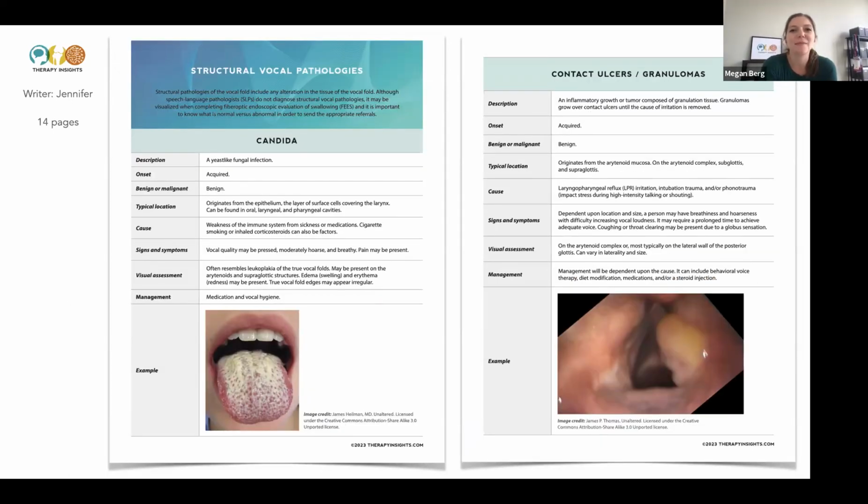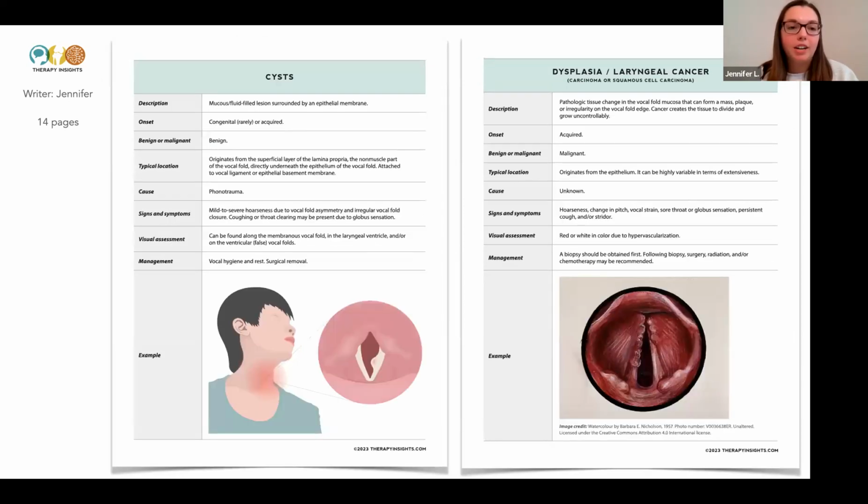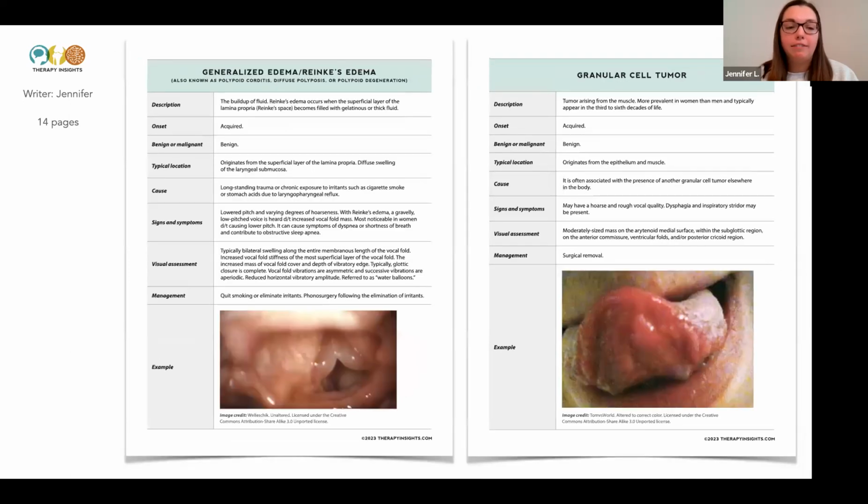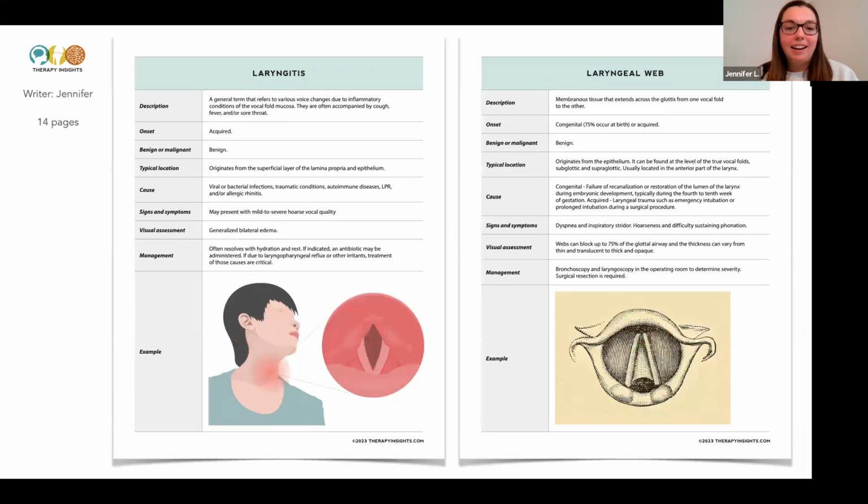This is an amazing 14-page resource all about structural vocal pathologies. And Jennifer, you wrote this one, so I'll pass it off to you. Yeah, so my idea for this resource came more recently. Within the past year, I've been trained in completing FEES. And as I'm doing FEES a lot, I'm seeing the larynx and the pharynx and different things.